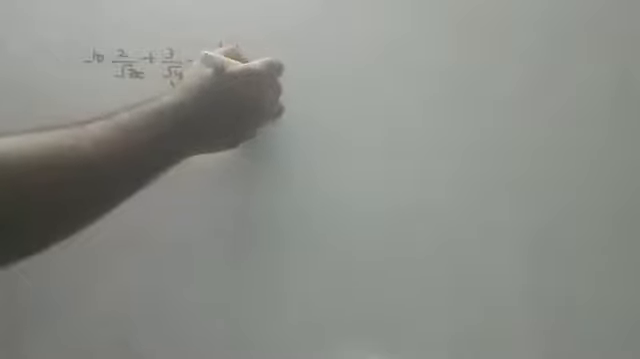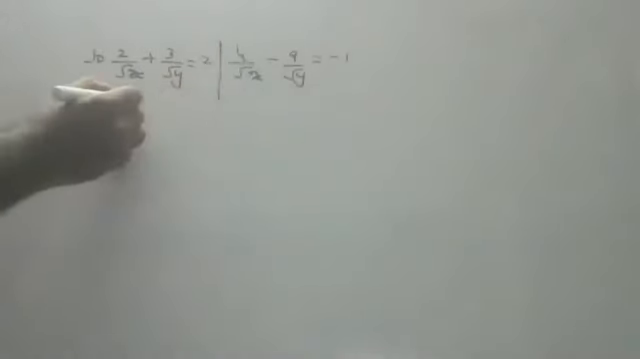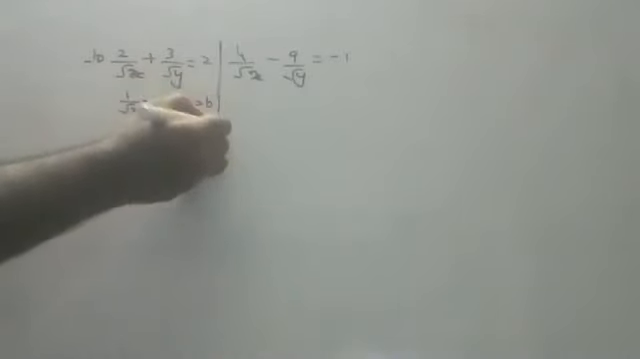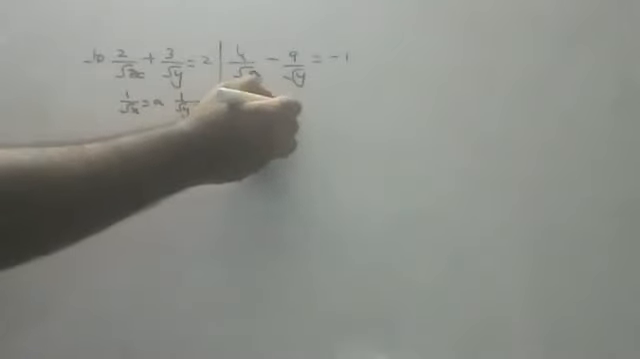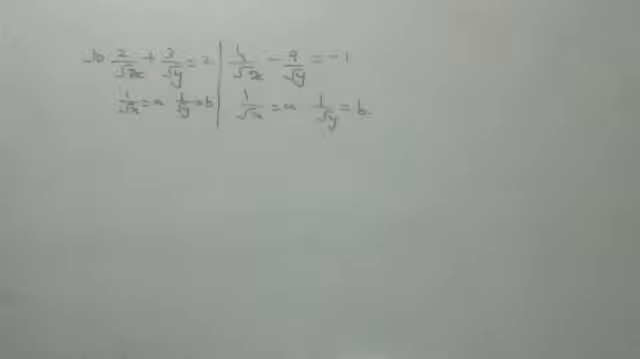What is the tenth sum? 2 by root x plus 3 by root y is equal to 2. And in the same way, 4 by root x minus 9 by root y is equal to minus 1. So children, same, 1 by root x we will take as a and 1 by root y as b. Same, children, 1 by root x is equal to a and 1 by root y is equal to b. Once you take it like this, now we have to start the question. Okay, what will you do?